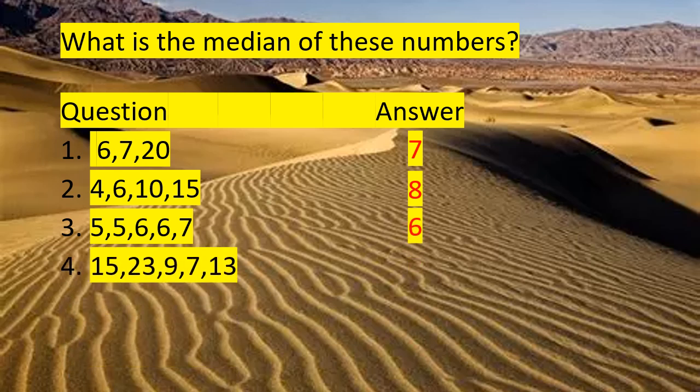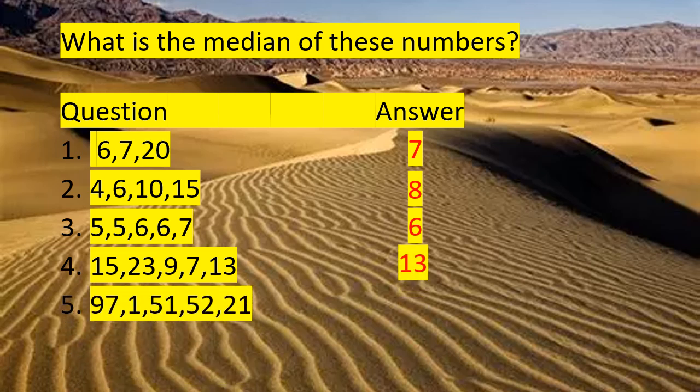Number 4. 15, 23, 9, 7, 13. And the answer for that one, 13. Number 5, 97, 1, 51, 52, 21. And the answer is 51. 2 higher, 2 lower.